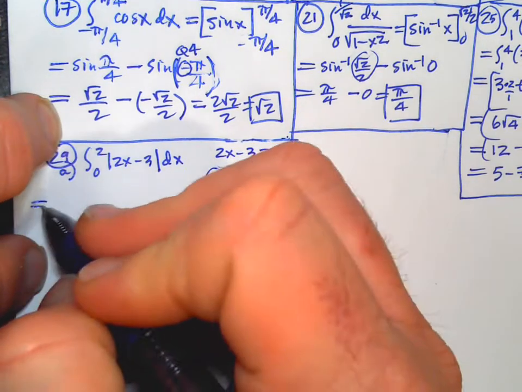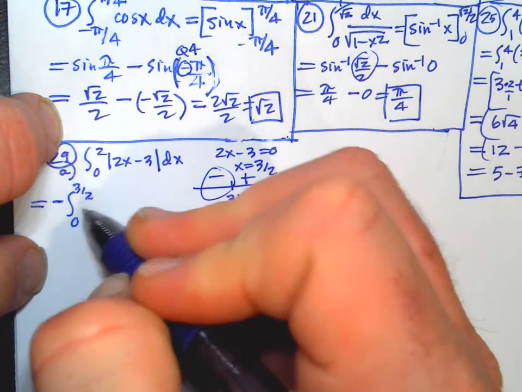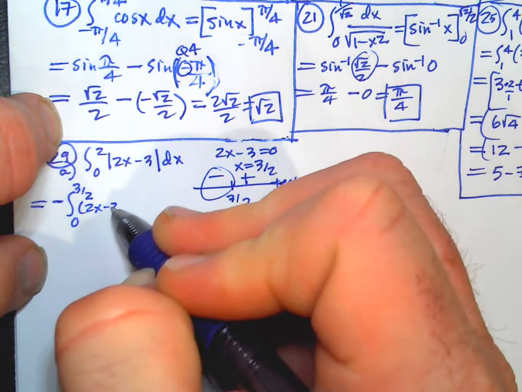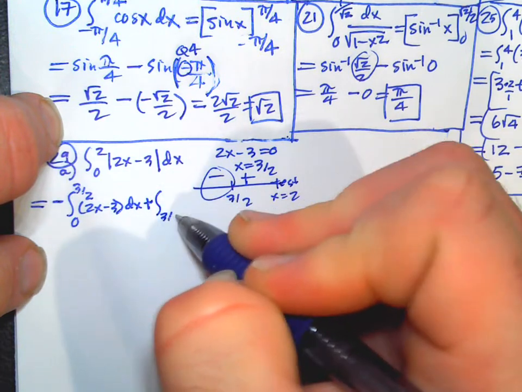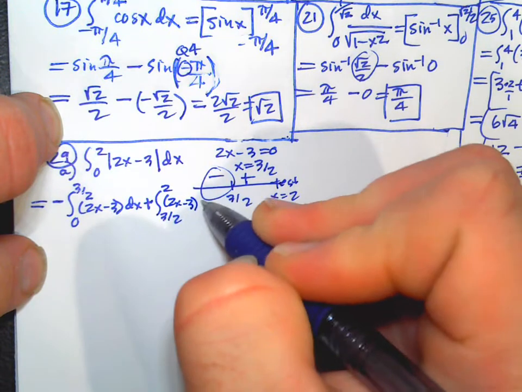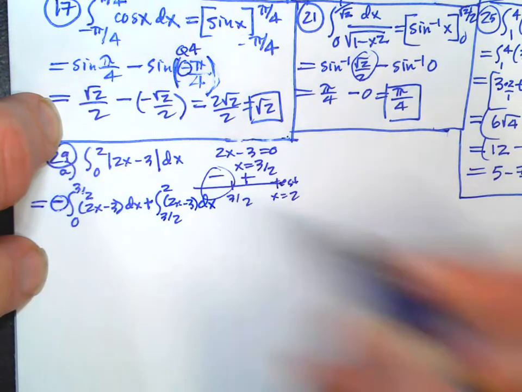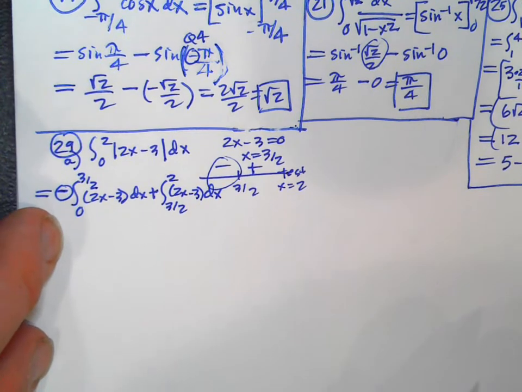So it's going to be 0 to 3 halves. Drop the absolute values. You got to put parentheses still, though. Plus 3 halves to 2, 2x minus 3 dx. And so we fix that part by putting a negative in front. Now we just got to do the work.